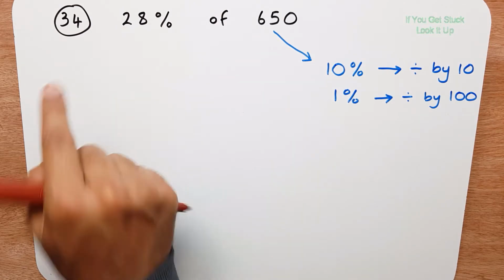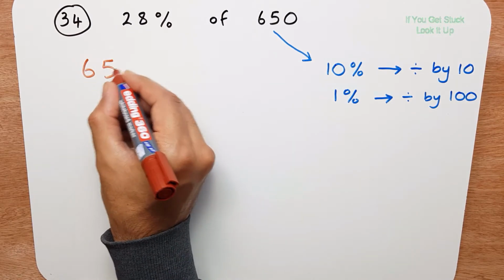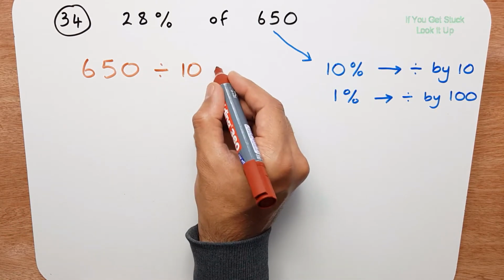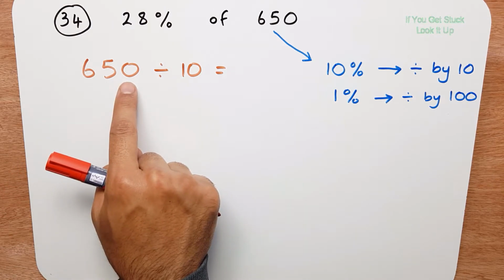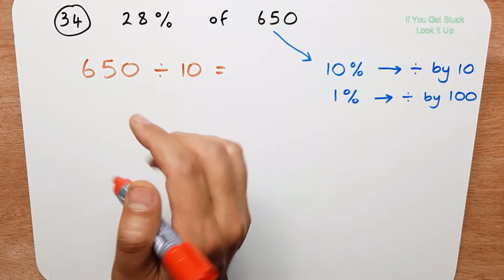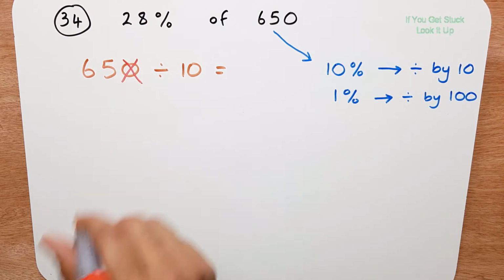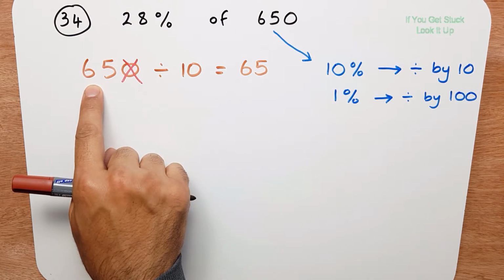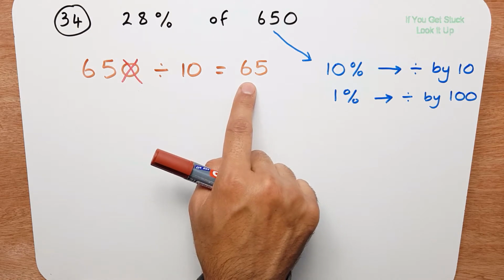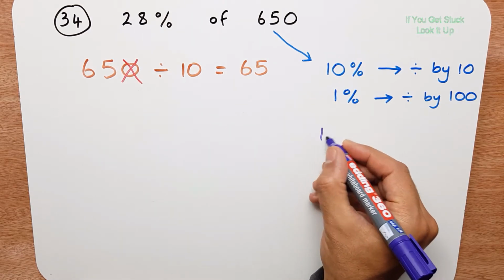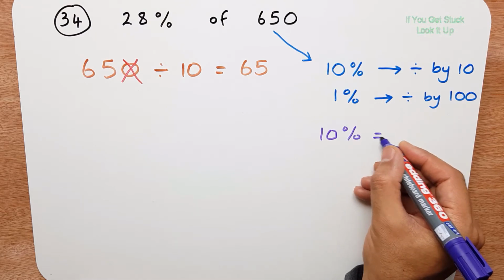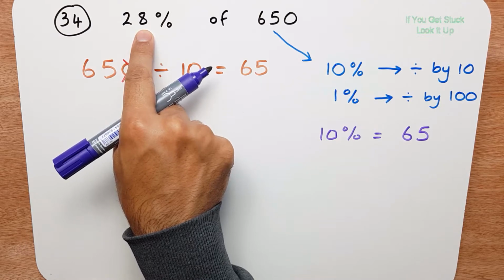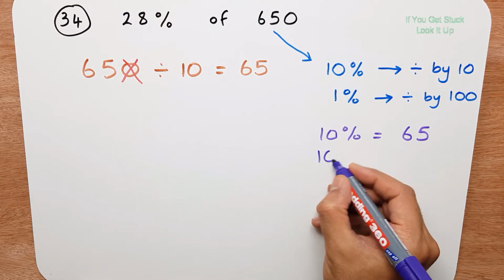So let me write 650 here. And we want to work out 10%. So we divide it by 10. Now the rule for dividing a number that ends in 0 by 10, you simply cross off the 0. So the answer is 65. So 10% of 650 is 65. So let me do that here. 10% is equal to 65. And how much do I want in total? 28%. So my next step would be to add another 10%.